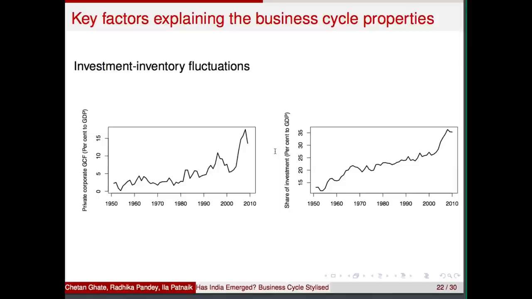So what we see is an emergence of the conventional business cycle through the interplay of investment and inventory fluctuation in the Indian economy. And that is a major factor that explains the changes in the business cycle properties from pre to post reform period.